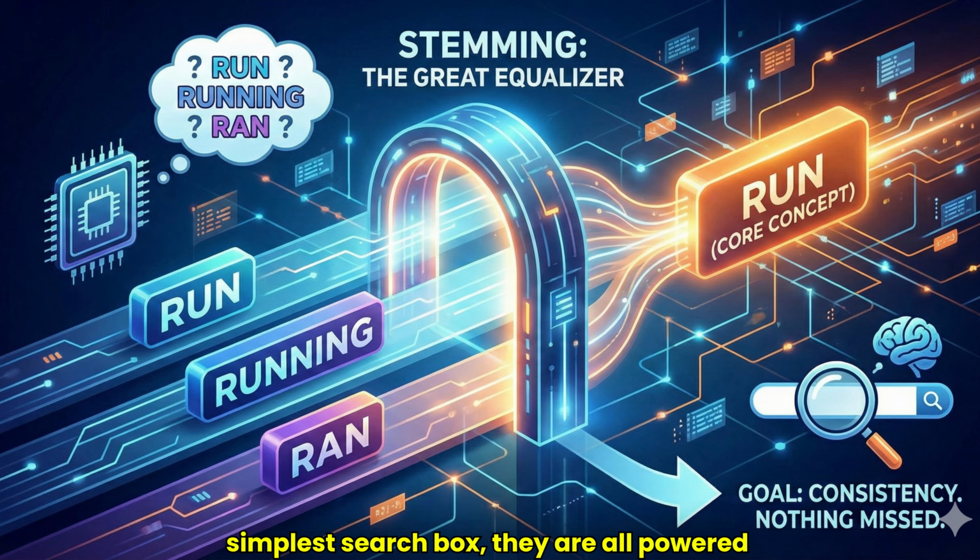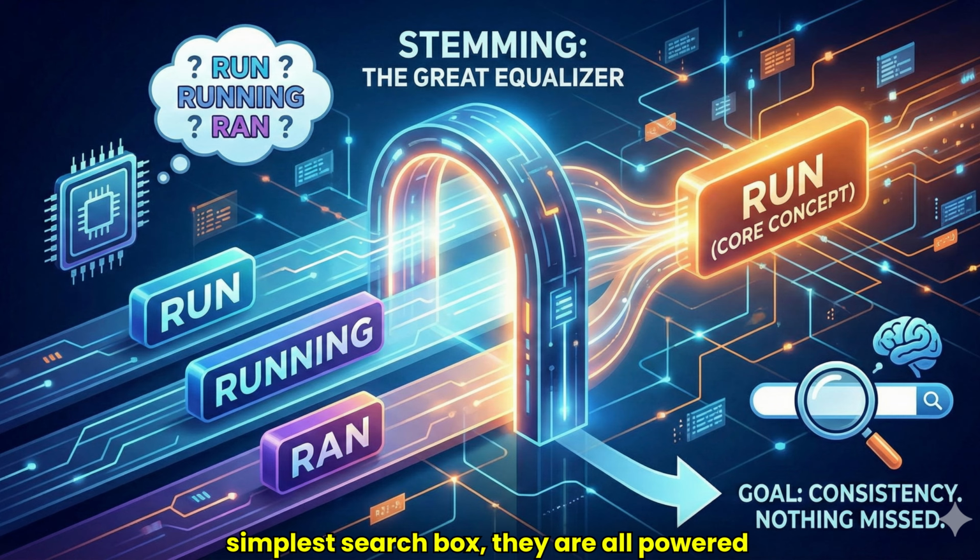Part 1. Finding the word's root. So what exactly is this thing called stemming? In a nutshell, stemming is a text processing technique. Its whole job is to take a word and just chop it down to its root or base form. And usually it does that by just hacking off the suffix, the ending of the word.